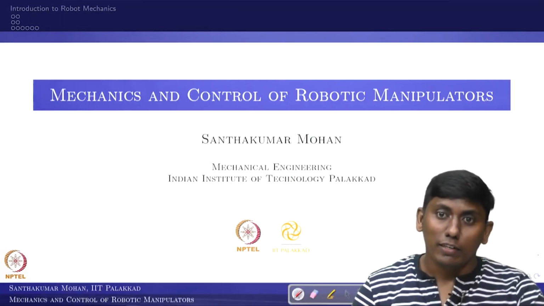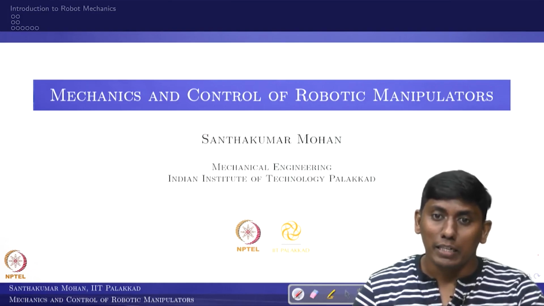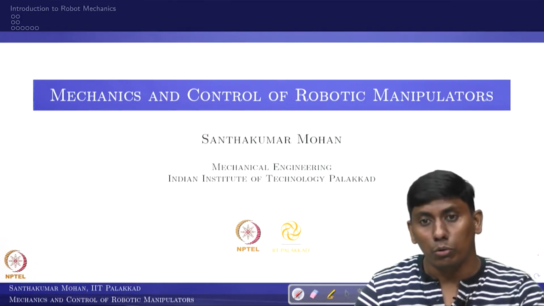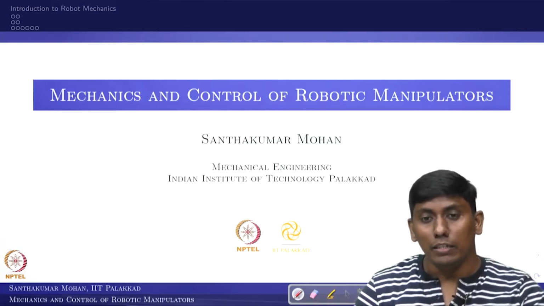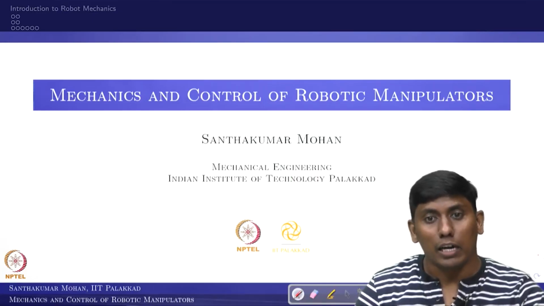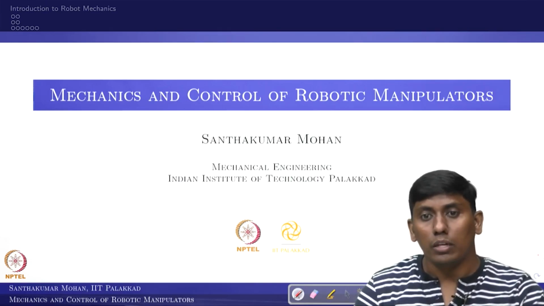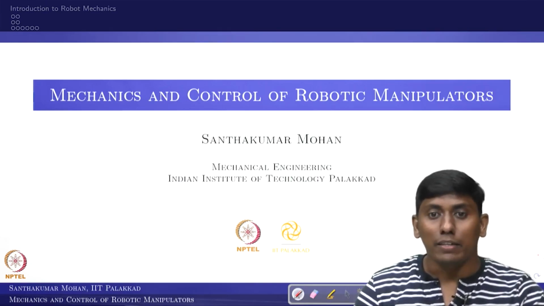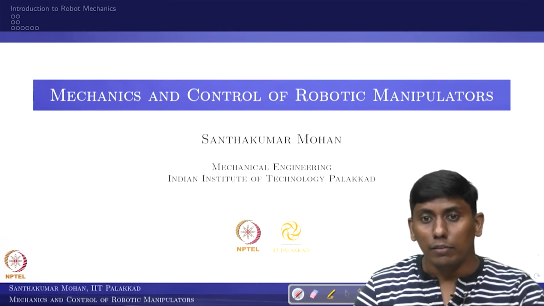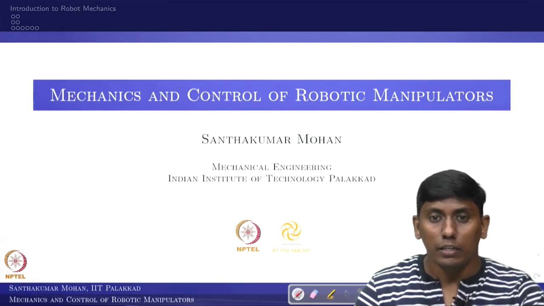Welcome back to Mechanics and Control of Robotic Manipulator. Last lecture, we gave an introduction to the course. Informally, we started with what a robot is, and we started talking about what a manipulator is and the types of manipulators. In the last lecture itself, I said that this second lecture is going to talk about robot mechanics, basically the introduction to robot mechanics. Then we will talk about degree of freedom, and finally we end with kinematics, right?